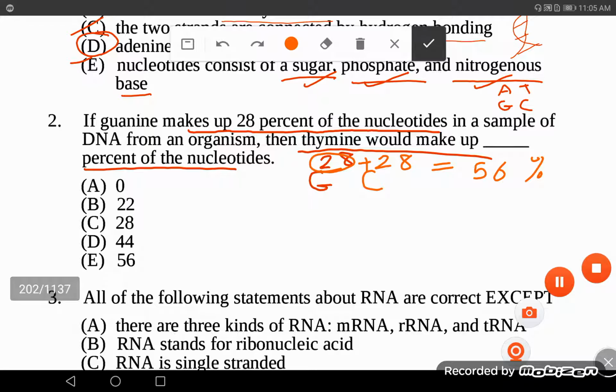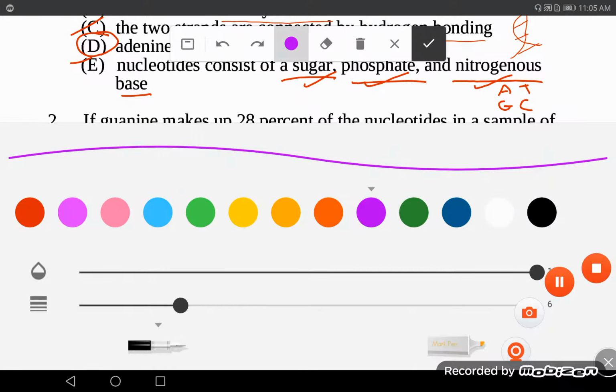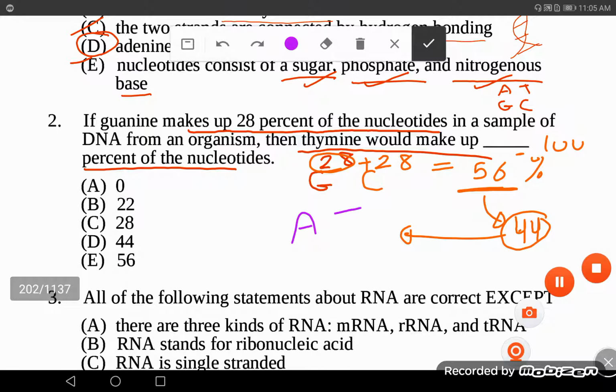So now we have to come to the remaining part, 100 minus 56, which will be 44. So 44 for what? 44 for adenine and thymine, because we know that adenine and thymine are pairing with each other. So 44 for all of the adenine and the thymine in that sample. So you divide it by 2, it will be 22 percent of adenine and 22 percent of thymine. So the answer for the question, and it's very clear, is B.